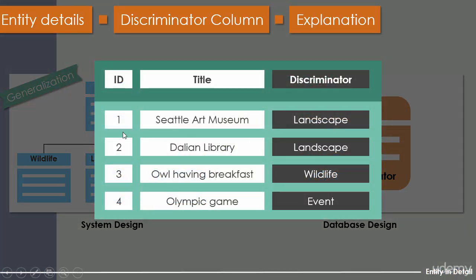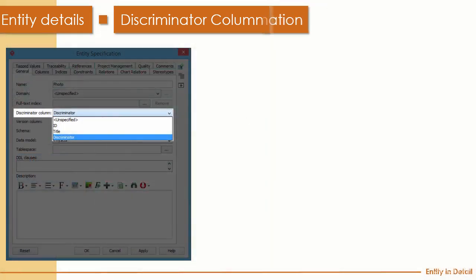When you save in the database, if you have the art museum, then it is a landscape. You define landscape. So when you load it up into memory, we will load the landscape object rather than the wildlife or event. And if you take an Olympic game, this is a kind of event. So the engine will understand that when we reach this row, we will return the event object to you rather than the landscape or wildlife. So it is so powerful, the discriminator column.